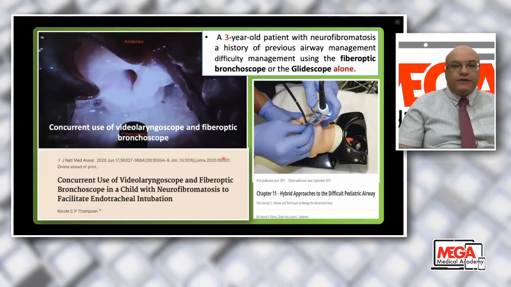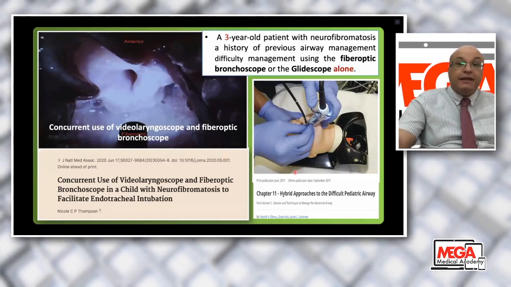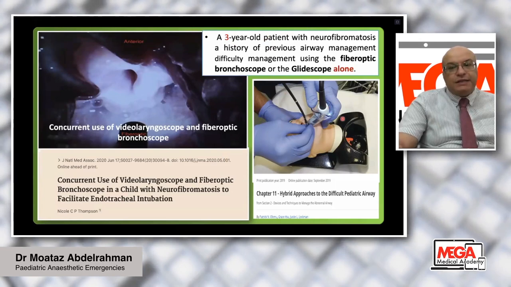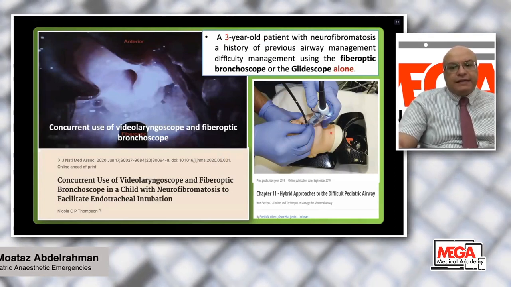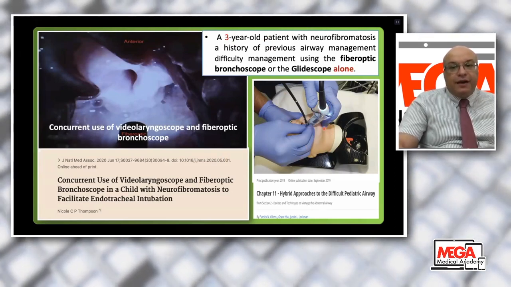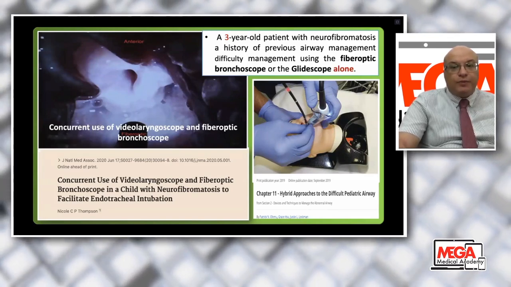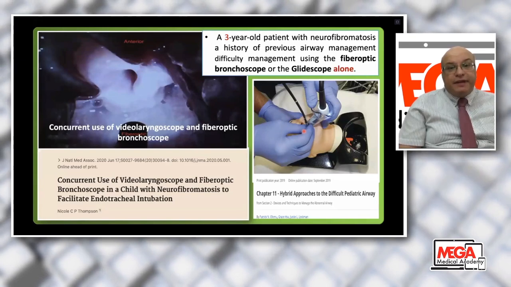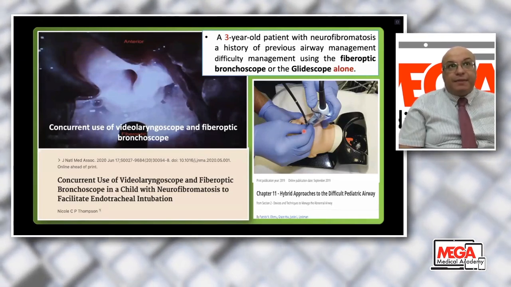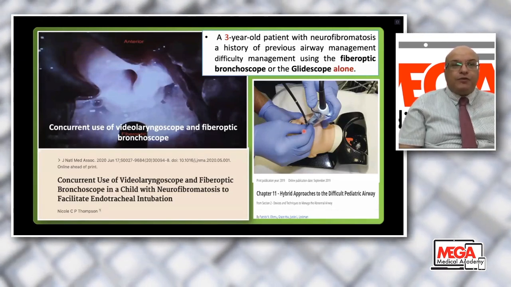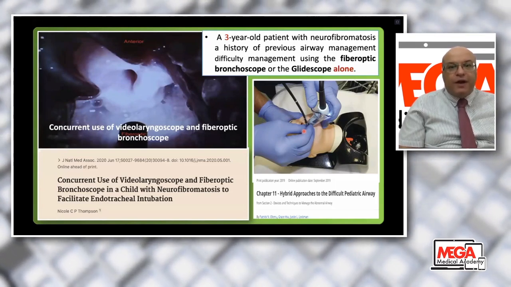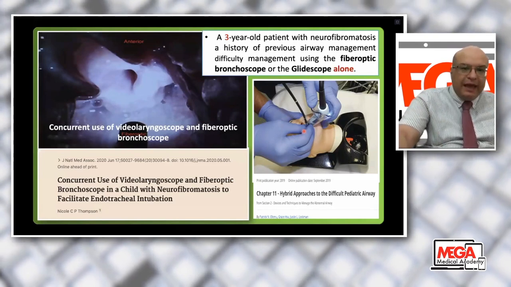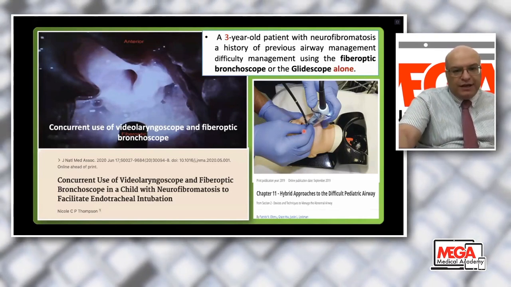Here is one of the traditional curved blade GlideScopes used in 2 years old pediatric patients. And you can see here in the simulation mannequin, inserting the video laryngoscope, and the fiber optic bronchoscope could be inserted alongside the blade. The benefit here is that the video laryngoscope takes the soft tissue and tongue away from your passage, and you can go directly to the glottic opening, facilitating endotracheal intubation.